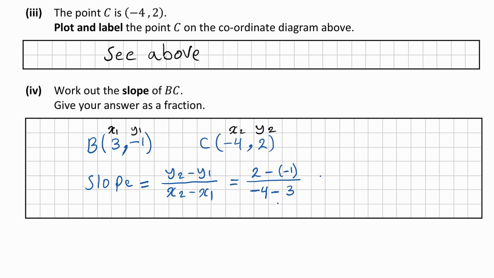You can use the calculator to get the answer. So 2 minus -1 should be 3, and then -4 minus 3 is -7. So we have 7 with a minus in front. So that's the correct answer for this part.